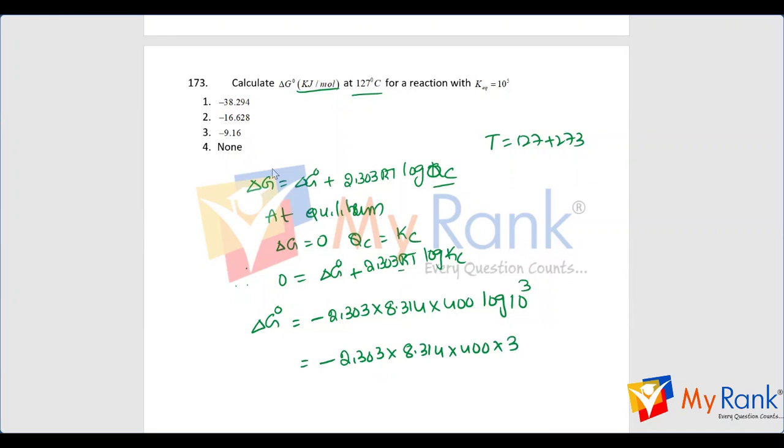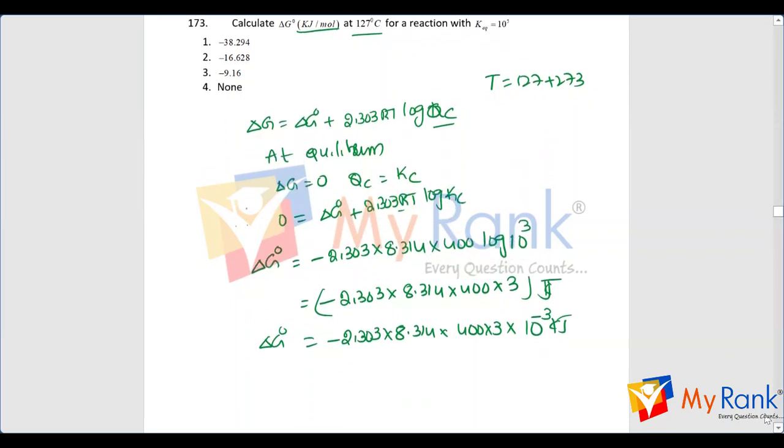3 log 10 is equal to 3, since log 10 is equal to 1. And this many joules we get, but we have to convert into kilojoules. Therefore, delta G naught is equal to minus 2.303 into 8.314 into 400 into 3 into 10 power minus 3 kilojoules. If you simplify this, we get minus 38.294 kilojoules. So this is your answer. Therefore, the first option is correct.